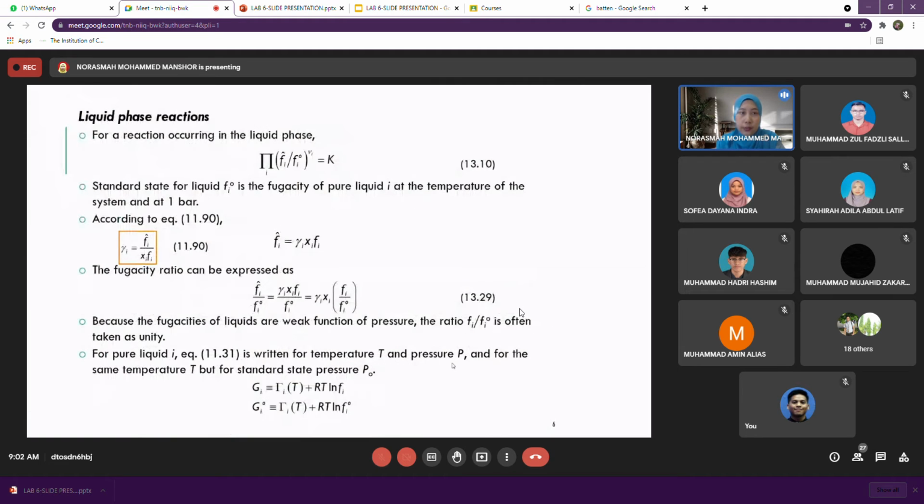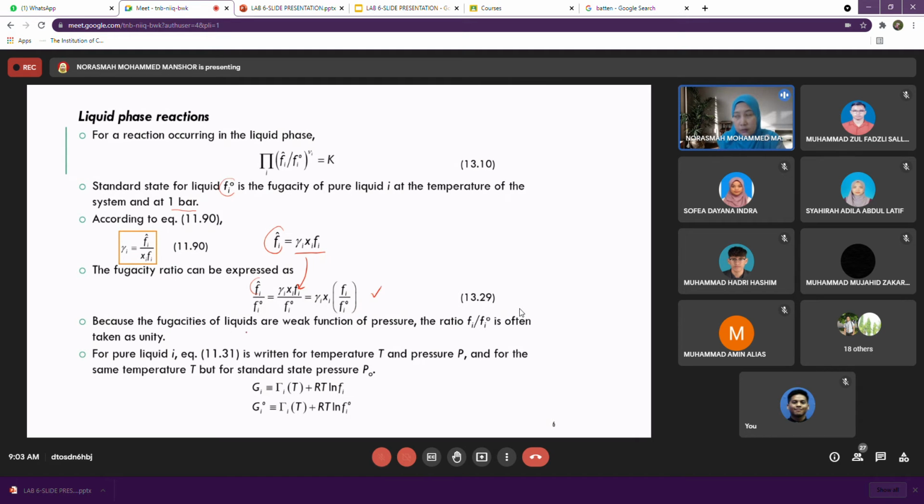Okay, for liquid phase reactions, the equilibrium constant is given by 13.10. The standard state for liquid i, fi naught, is the fugacity for liquid i at the temperature of the system and at a pressure of 1 bar. So from 11.90, fi cap is gamma i, xi, fi. So the ratio of fi cap over fi naught, now this equation is replaced by this one. So you get gamma i xi fi over fi naught.